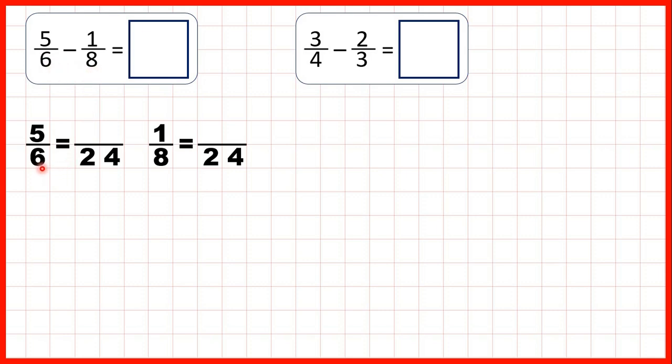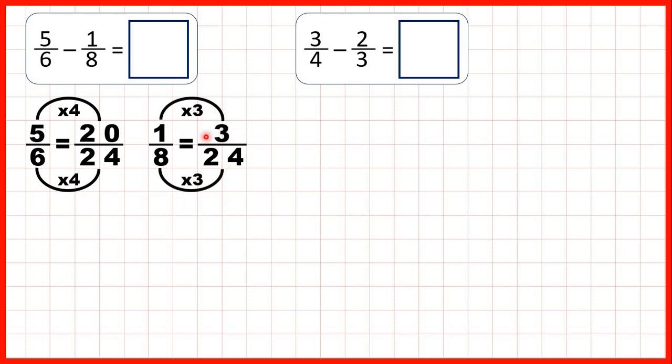Now, to find equivalent fractions, we use multiplication. 6 times 4 is 24, so we do the same to the numerator, and 5 times 4 is 20. 8 times 3 is 24, and 1 times 3 is 3. So now we can rewrite our question. Instead of 5/6, we can write 20 over 24 because that's equivalent, it's the same size, and instead of 1/8, we can subtract 3 over 24.